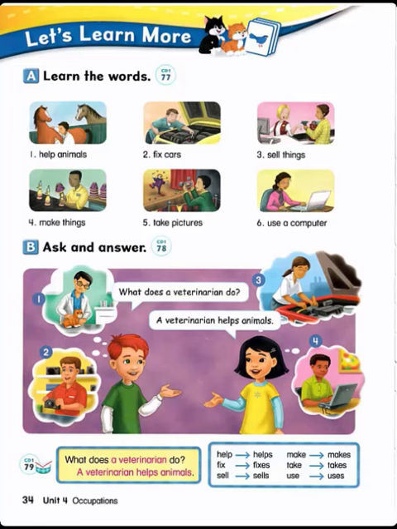Page 34. B. Ask and answer. What does a veterinarian do? A veterinarian helps animals. Number 1. What does a veterinarian do? A veterinarian helps animals. Number 2. What does a sales clerk do? A sales clerk sells things. Number 3. What does a mechanic do? A mechanic fixes cars. Number 4. What does an office worker do? An office worker uses a computer.